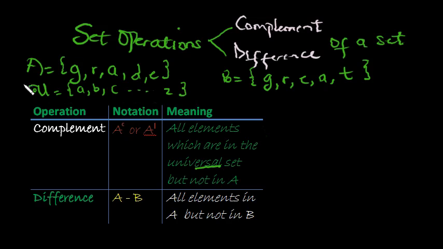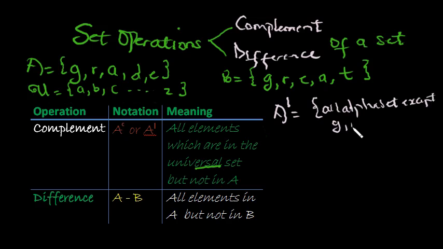So now, what's the complement? A complement, for instance, A prime or A superscript C, will be all elements in this universal set but not present in A, and that will be all alphabet except G, R, A, D, and E. So also B complement, I can also write it as B prime, will be all alphabet except G, R, E, A, and T.